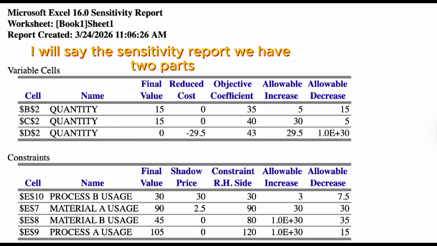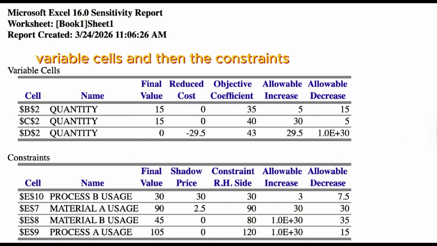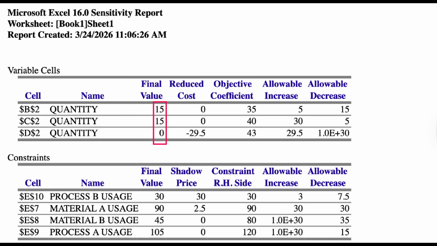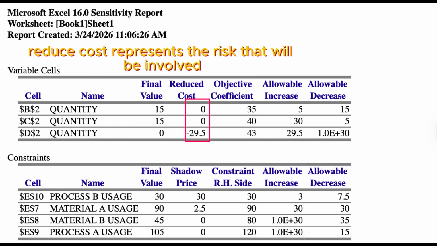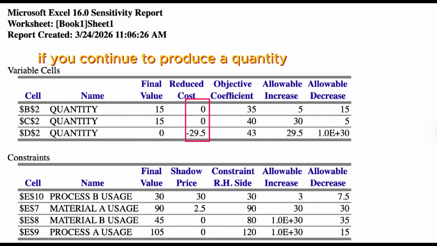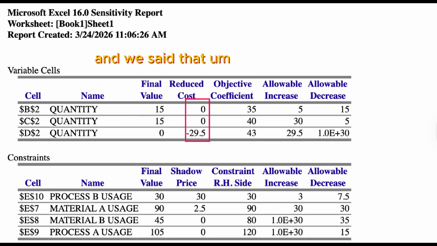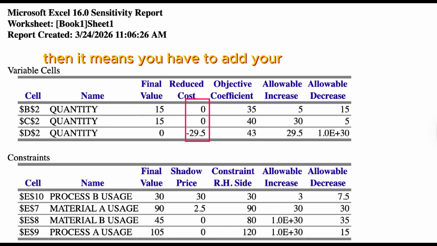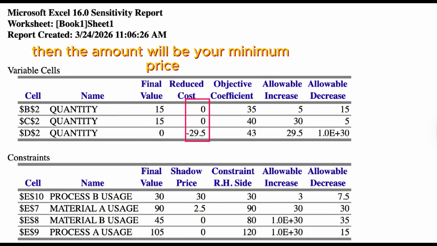So in summary, I would say the sensitivity report has two parts. We have the variable cells and then the constraints. The final value represents the optimum solution, and then the reduced cost represents the risk that will be involved if you continue to produce a quantity whose final value or optimal solution is zero. And we said that if you want the minimum price, then you have to add your reduced cost to your objective function. Then the amount will be your minimum price.